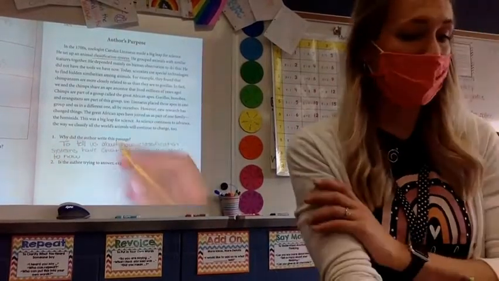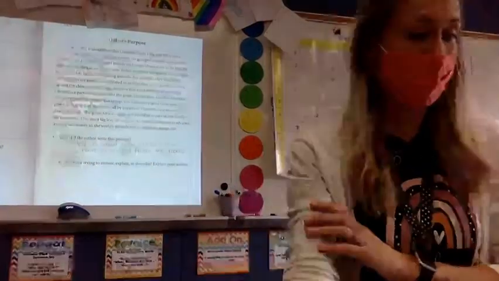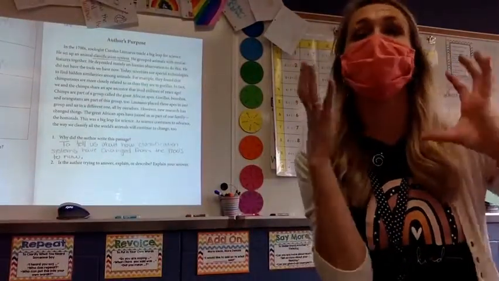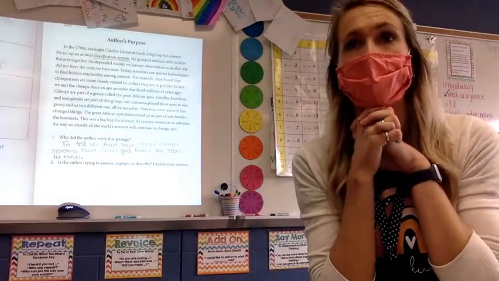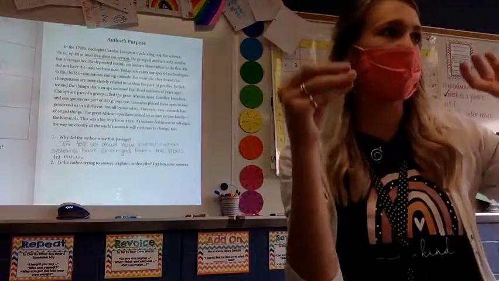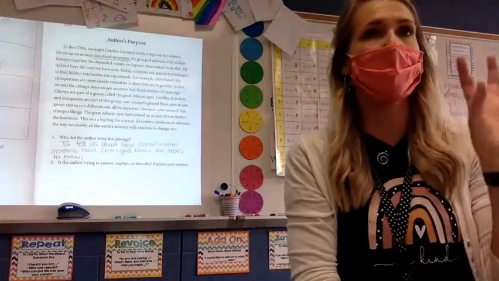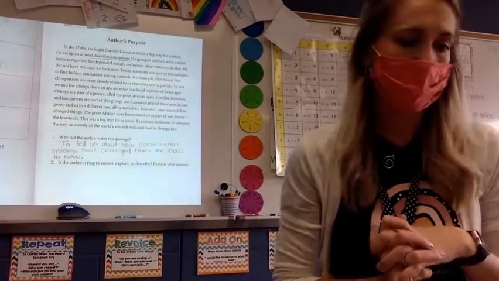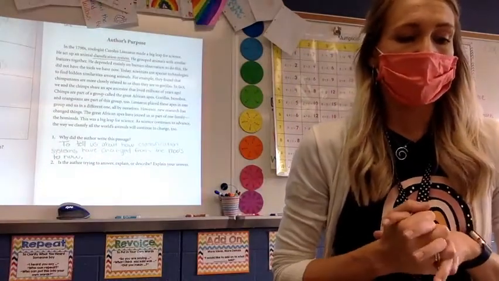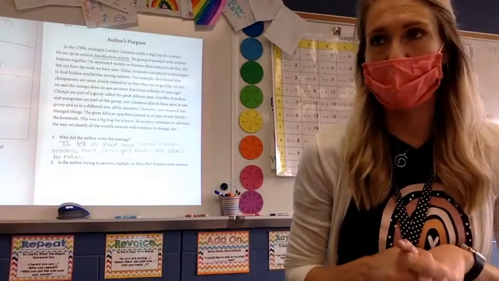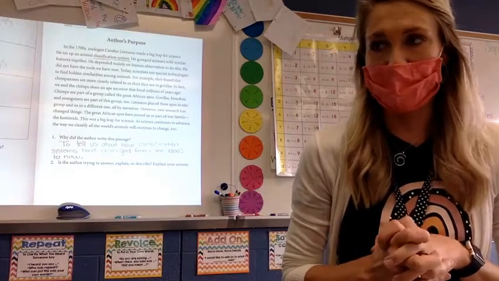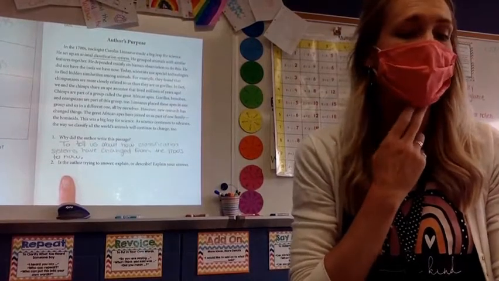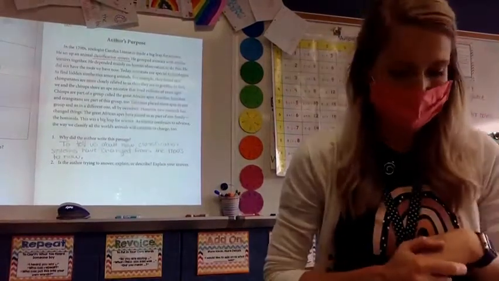So why did the author write this passage? To tell us about how classification systems have changed from the 1700s to now. That is just a really quick snippet of what happened, right? You guys helped with the changing, with the classification systems, how we're talking about the past and now, and we want to put it all together. If you finish writing, you can start to think about the second question. Is the author trying to answer, explain, or describe?